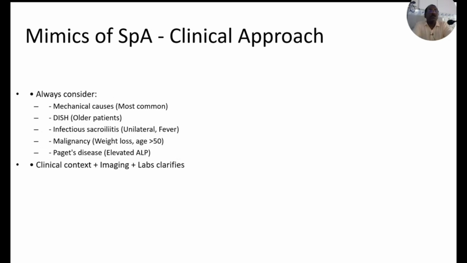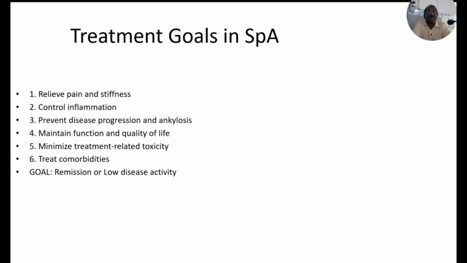So these are the mimics of spondyloarthritis, the clinical approach. Always consider that mechanical causes are the most common. In older individuals consider DISH. Infectious sacroiliitis is unilateral with an evening rise of temperature, like tuberculosis. Your Mantoux will be positive, or QuantiFERON Gold will be positive. In malignancy, sometimes multiple myeloma or leukemia or lymphomas, there also you will have a spondyloarthritis-like picture, such as backache. And in Paget's disease, elevated alkaline phosphatase will be seen. So the clinical context, plus your imaging and your labs, will clarify a positive diagnosis of spondyloarthritis.